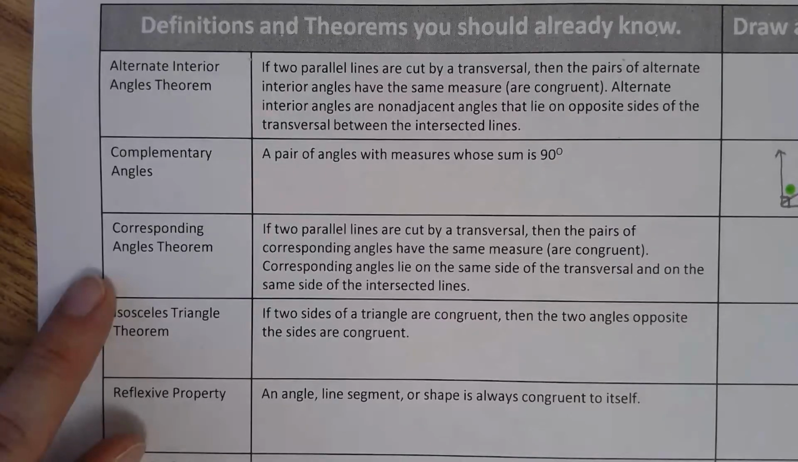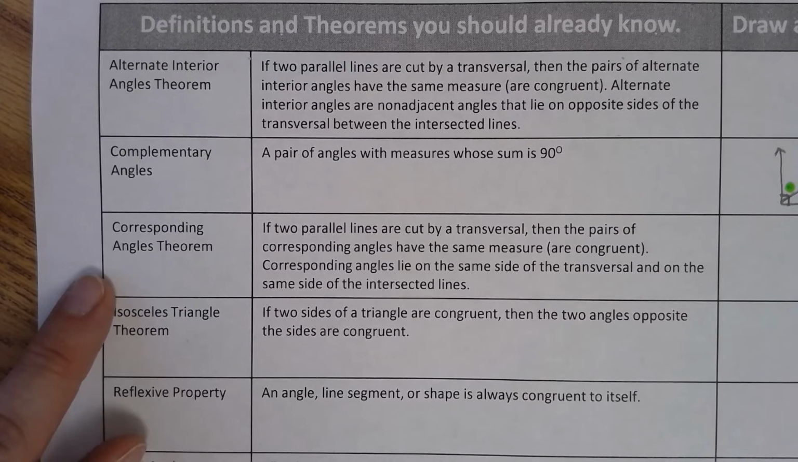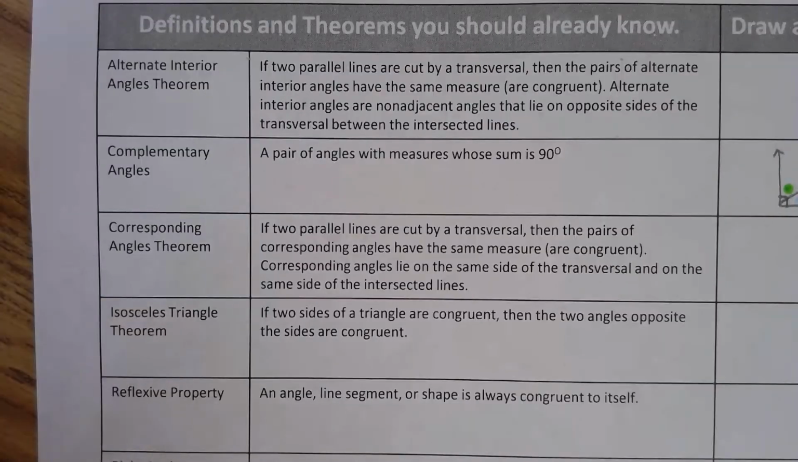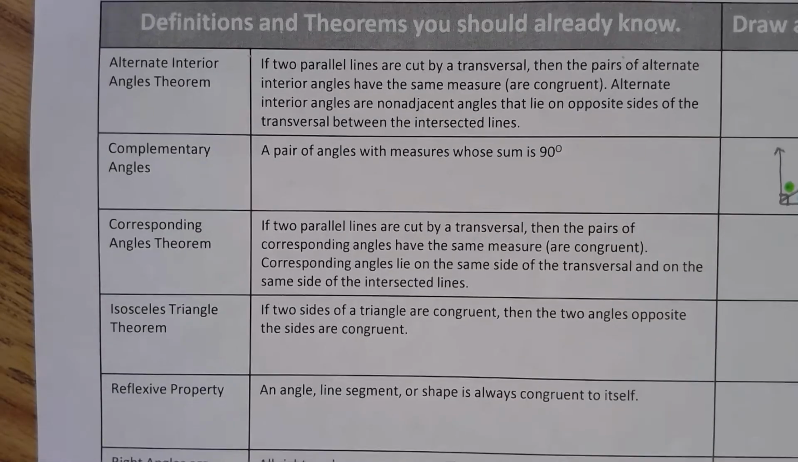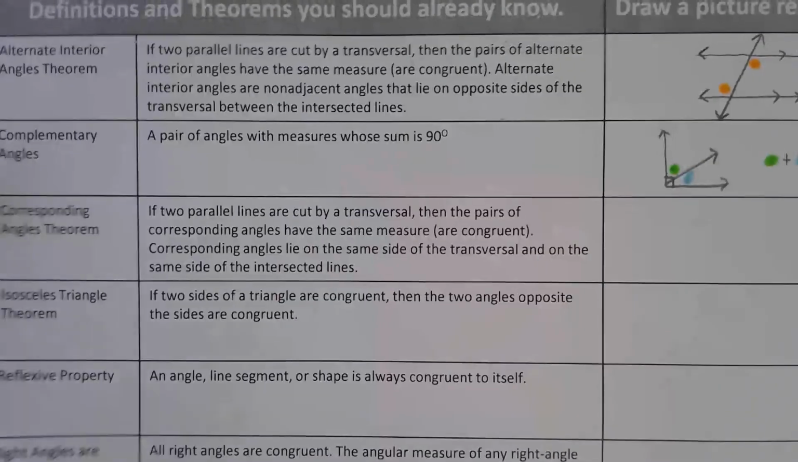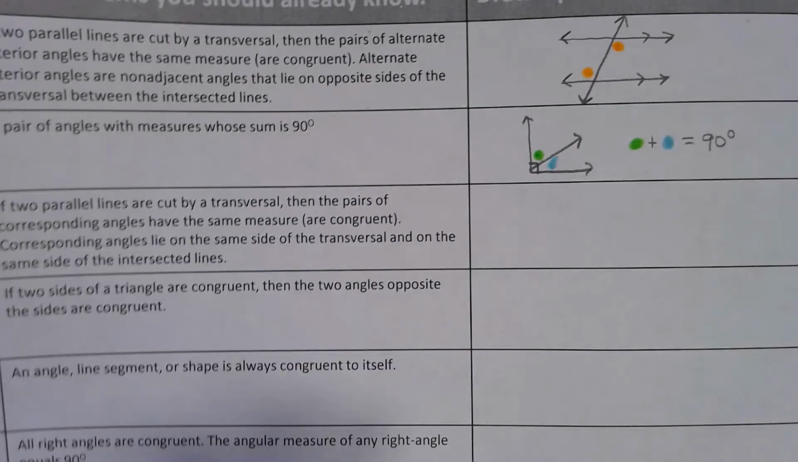Corresponding angles. If 2 parallel lines are cut by a transversal, then the pair of corresponding angles have the same measure. Corresponding angles lie on the same side of a transversal and on the same side of the intersecting line. So again, let's draw our picture. We have our parallel lines and our transversal.